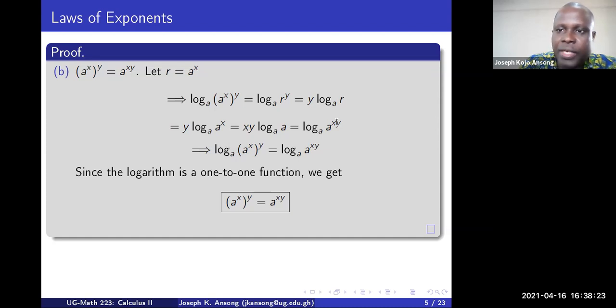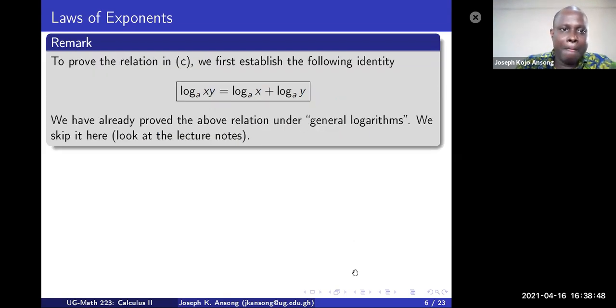So like we did for the previous one, that means that this guy here, log to the base a of this, is equal to that. Okay, so since the log once again is a one-to-one function, the argument of the log must be the same. So this guy here has to be the same as a to the power xy, and that is what you get here. Okay, so that is the proof for the second one.